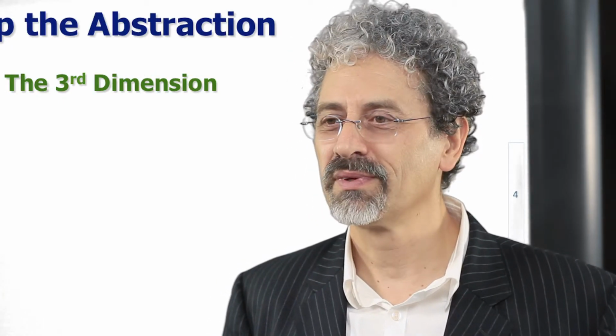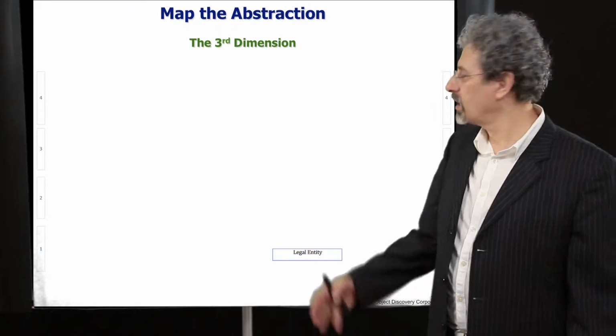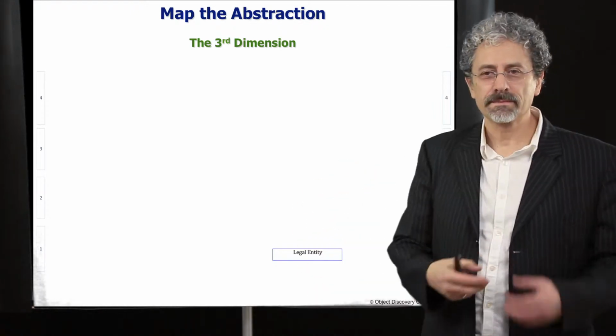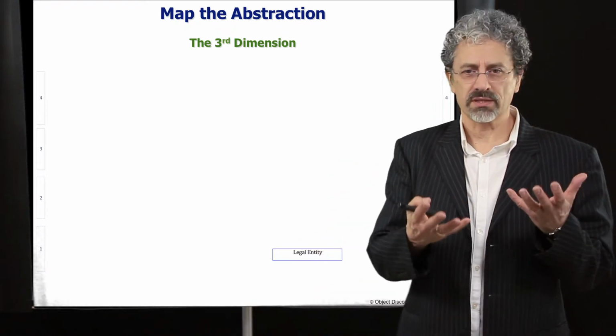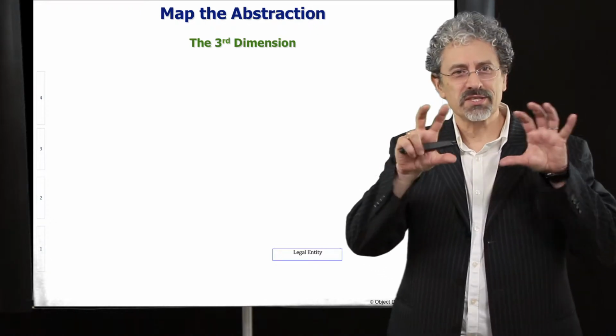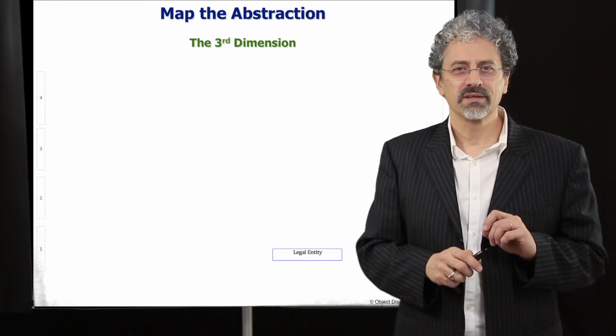Can you see those numbers 1, 2, 3, and 4? So those are 4 layers of abstraction. And I'll give you an example, very simple. Think about a legal entity. A legal entity, we know what that is. Well, we have to admit, this is kind of abstract, right?